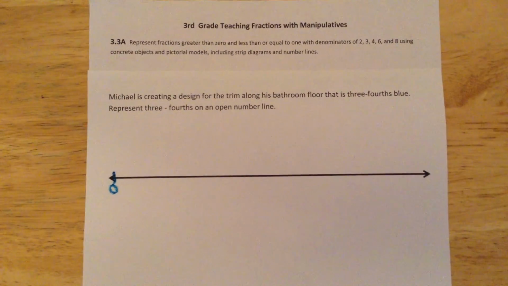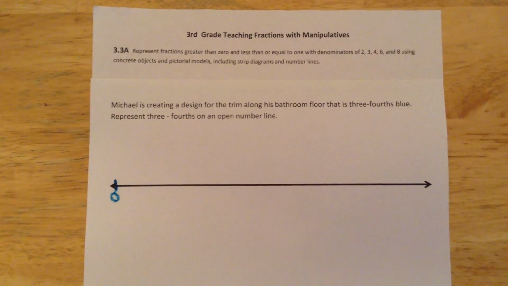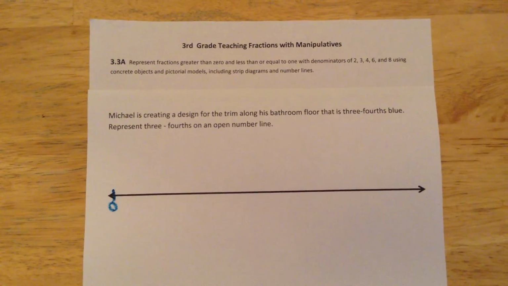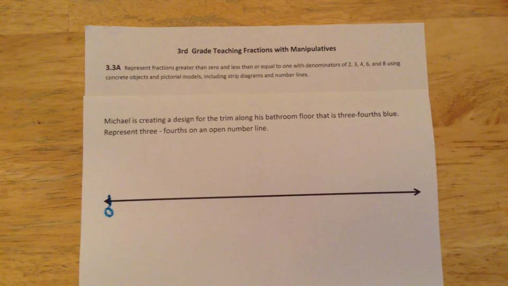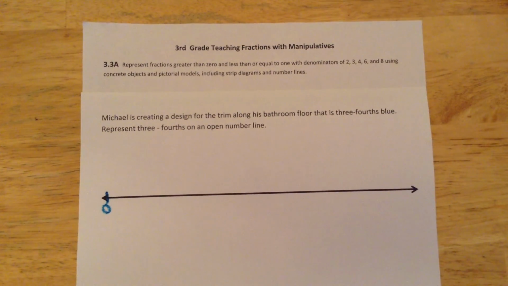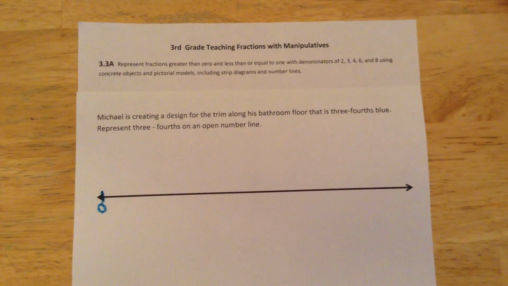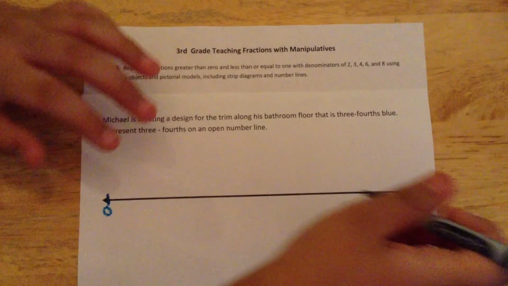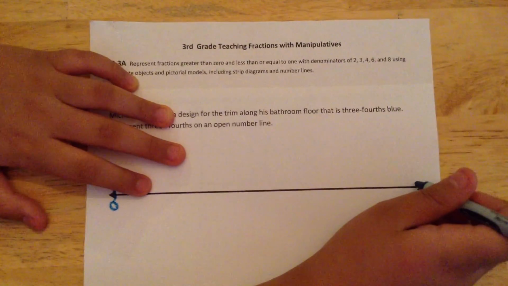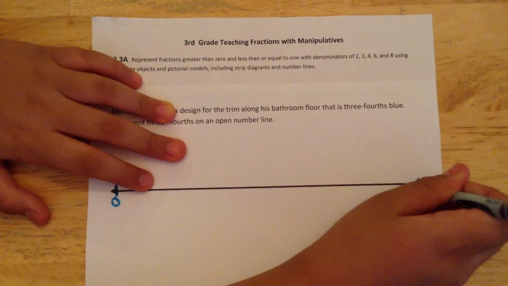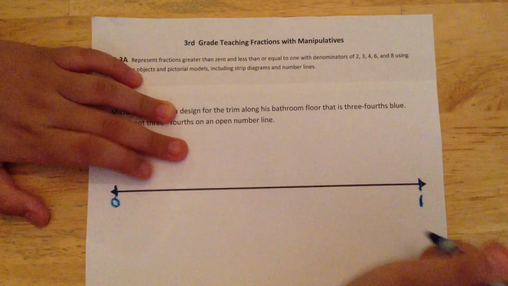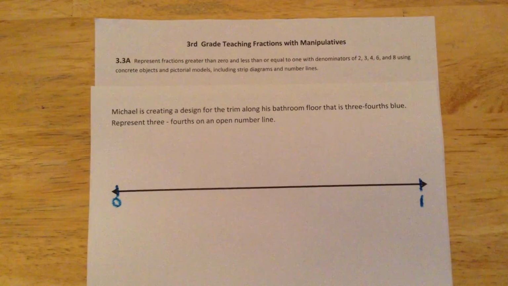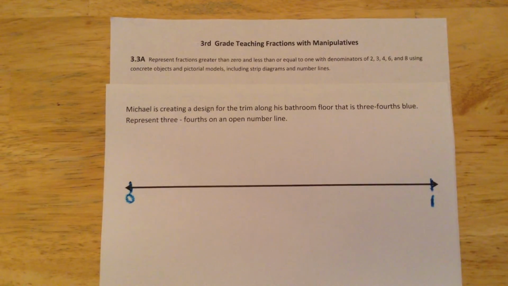Okay, very good. Now our fractions also have to be less than or equal to the number 1. So what's the biggest number that you can put on this number line? 1. Okay. We should put it at the end. Okay. So now let's look at our scenario again.